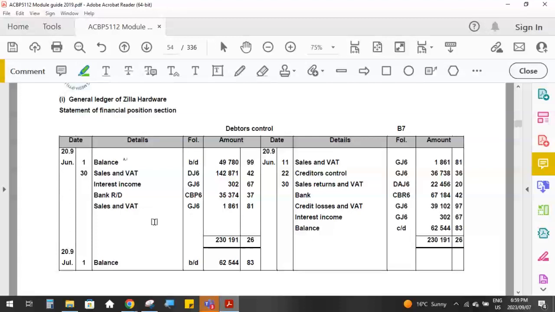Then they gave us the transactions that took place during the month of June. We've got the debtors journal. So remember, the transactions that take place in the debtors journal are our invoices to our customers.